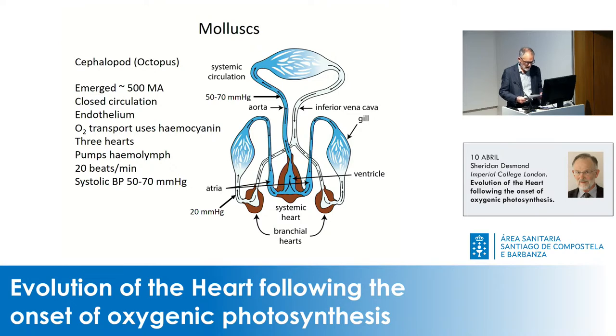Blood returning to the heart passes through the gills, where it is oxygenated and then returns to the heart. However, the vena cava are quite long in the octopus, and so pressure dissipates to quite low levels. And so to facilitate perfusion of the gills, octopi have evolved two additional hearts called branchial hearts, which pump the hemolymph at a pressure of about 20 millimeters of mercury, which is ideal for perfusing gill capillaries.